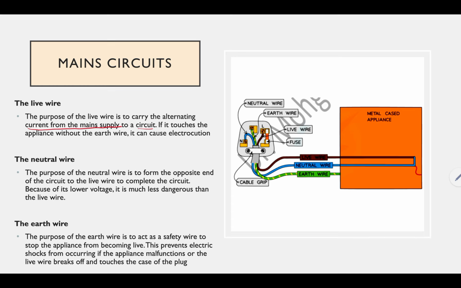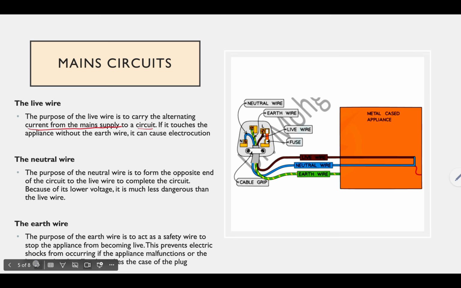The earth wire is what keeps us safe. It acts as a safety wire to stop the appliance from becoming live. It prevents electric shocks from occurring if the appliance malfunctions or the live wire breaks off and touches the case of the plug. Then all the extra charge will go through the earth wire to keep us safe.